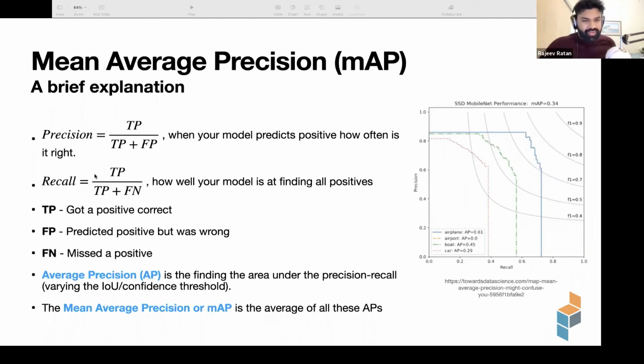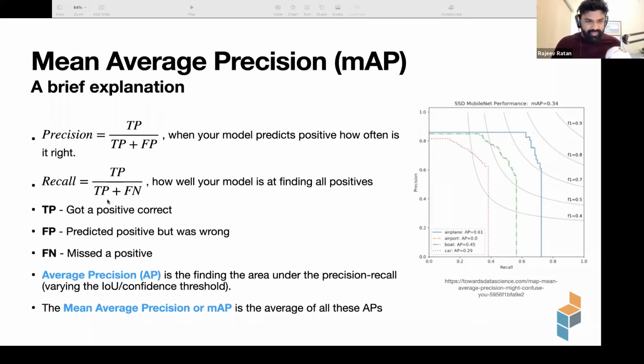And then we have recall, which is true positives over true positives plus false negatives, which measures how well our model is at finding all the positives in our data set. So how good our model is at picking up the positives and not missing any. False negatives would be a missed positive exactly.